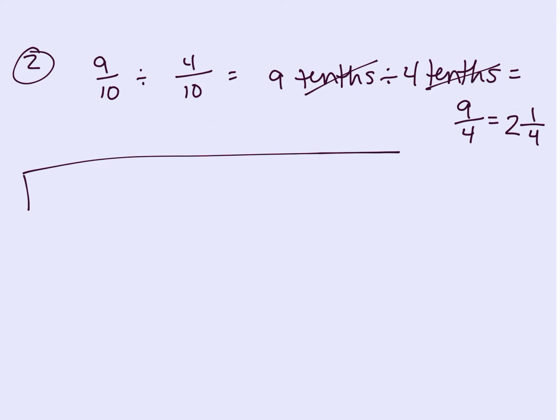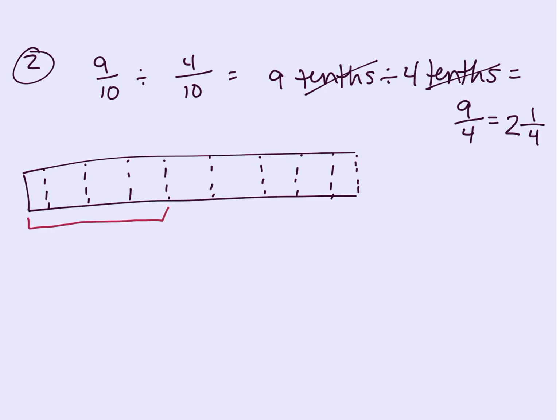For a model, 10/10 would be a whole, but we don't quite have 10, so we're going to draw 9 boxes. And then we're going to group sets of 4 together to get 4/10. So we have 1 whole, 2 wholes, and then 1 out of the 4 that we need to make a whole. So 2 1/4.